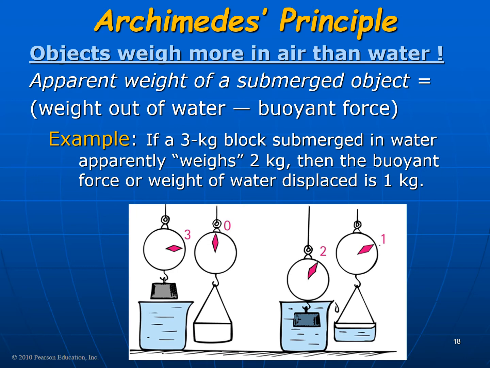We need to know how much the buoyancy force is. We can know the value of the buoyancy if we collect the displaced water here. If we weigh this volume of displaced water, which is equal to the volume of the body, we find that the weight equals 1 kilogram. So the buoyancy force is 1 kilogram. The weight in air is 3 kilograms. If you subtract the buoyancy force, which is 1, from the weight in air, it will give you the apparent weight, which is 2 kilograms.